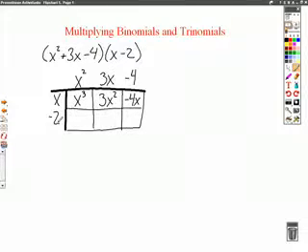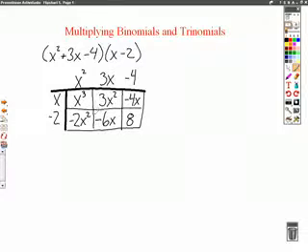Second thing, I'm going to take the negative 2 down here and multiply it times these three terms as well, and fill in these boxes. So negative 2 times x squared is negative 2x squared, negative 2 times 3x is negative 6x, and negative 2 times negative 4 gets me a positive 8. Now I need to identify all the like terms and combine them, and then I've got the structure of my answer.